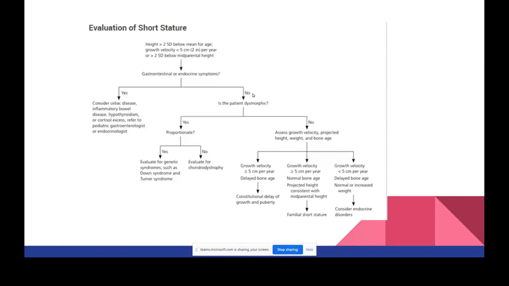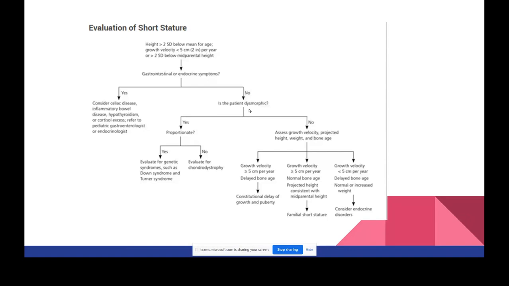if the patient is dysmorphic, then you need to find out if it's proportionate short stature or not. If proportionate, then evaluate for genetic syndromes such as Down syndrome and Turner. And if not, then evaluate for chondrodystrophy, right? But if the patient is not dysmorphic, then this is the important part.